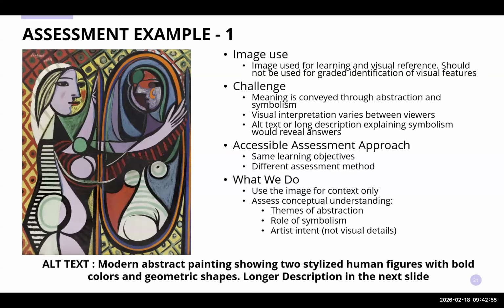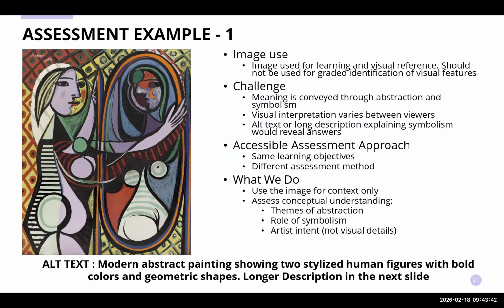You might recognize this image, as it is the same modern abstract painting that we were discussing earlier. I wanted to bring it back to highlight an important point: how we handle an image changes completely when we move from a lecture to an assessment. During instruction, our goal was to help students explore symbolism, abstraction, and multiple perspectives. That is why we provided both short text and a longer description, so that students could engage completely with the visual structure.